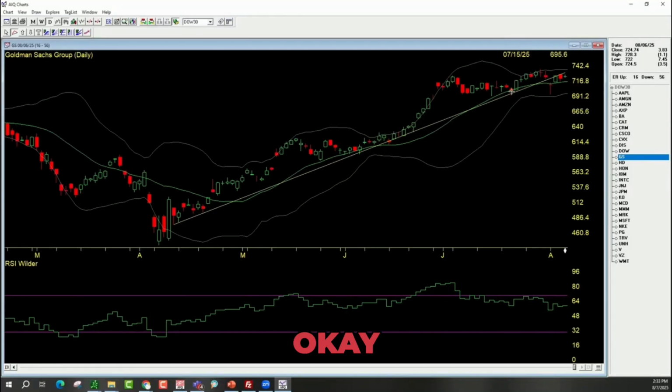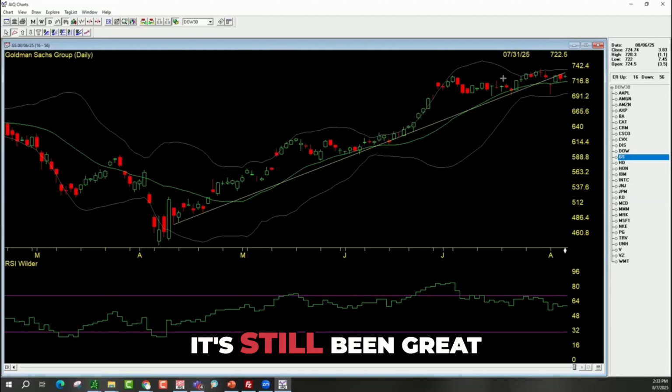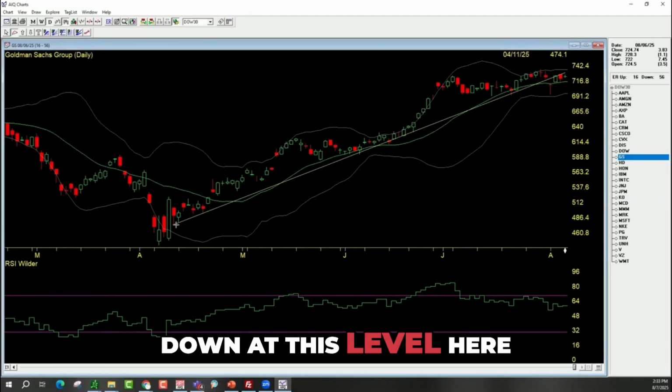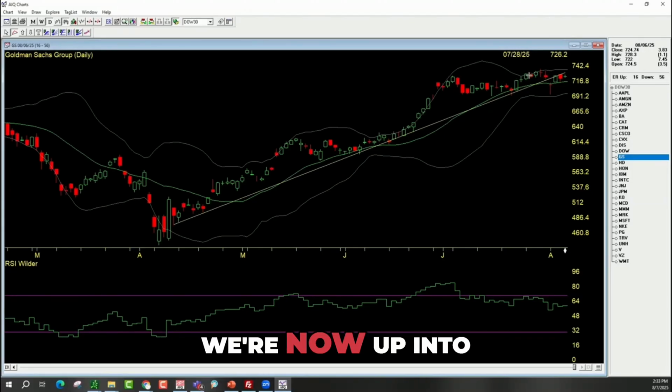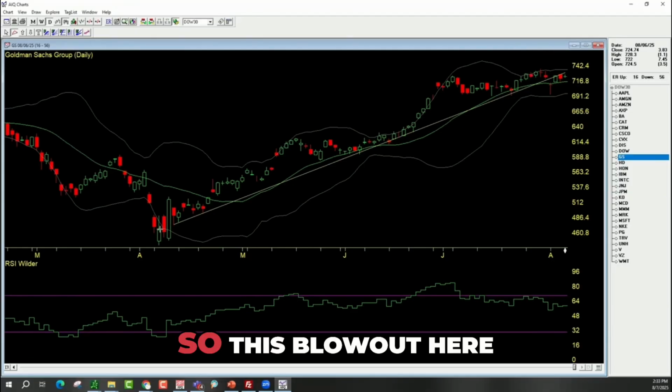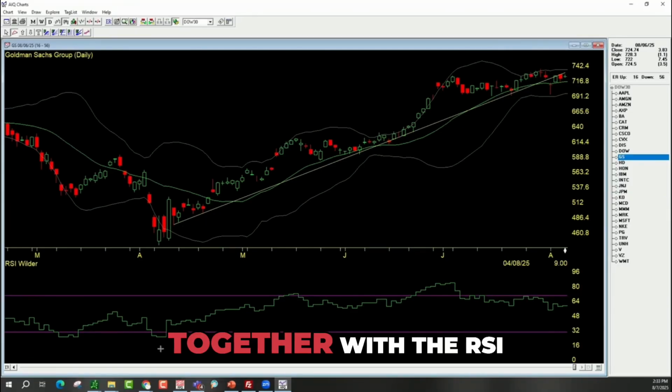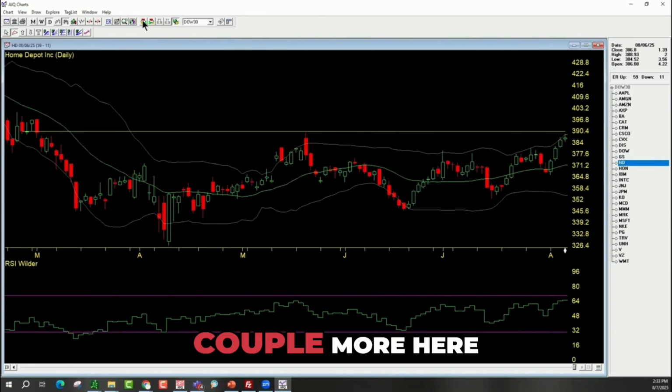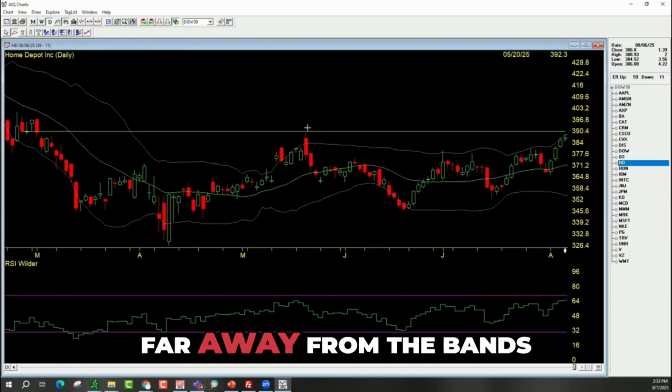It's flattening out. But even then, it's still been great all the way from down at this level, 474, and we're now up into the 700 range. This blowout here is a great example of the Bollinger Bands together with the RSI Wilder showing oversold. A couple more here, blowouts down here, you can see clearly when they're far away from the bands.